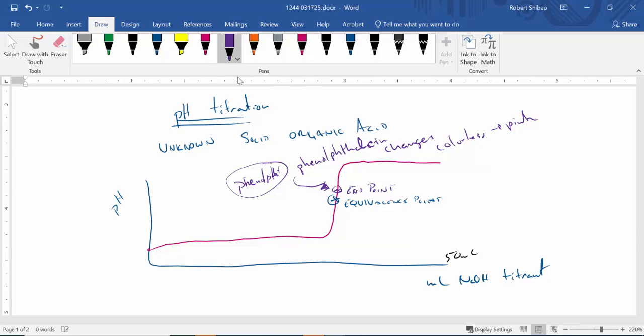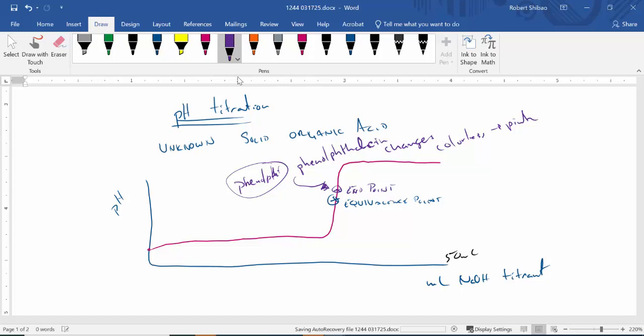However, it's a tiny error in milliliters of sodium hydroxide, because this is almost like a vertical wall. And so a tiny error here means a huge error here. But we don't care about that. We just care about the error in the X, not the error in the Y. And so we use phenolphthalein, even though phenolphthalein changes color at pH 9, not pH 7.